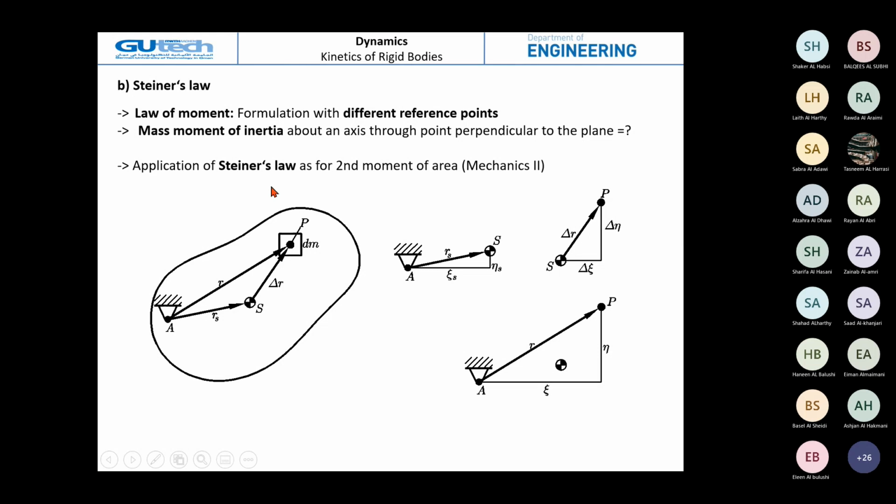In mechanics we call it the Steiner law, or for mechanics too, the second moment of area. As I said here, for mechanics too, we use the second moment of area. Now, how do we do this? We take the same example or description as before.